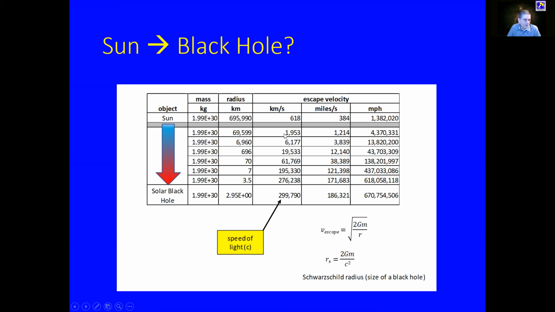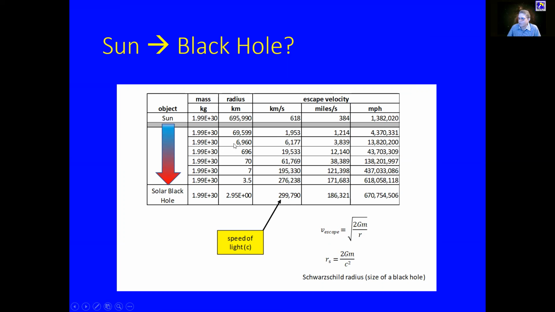Now this should make sense if you're starting from the surface of a dimensionally smaller object that has the same mass. It's going to have to travel further to escape, so it's going to have a higher speed leaving from its surface in order to do that. And you can see that's true using this escape velocity equation. The velocity would increase to 1,953 kilometers per second.